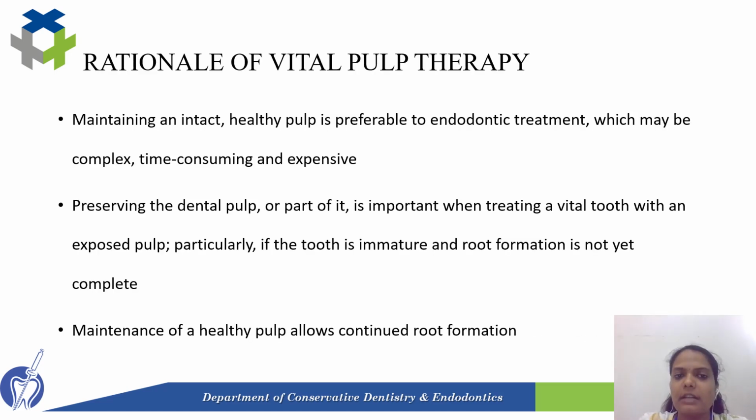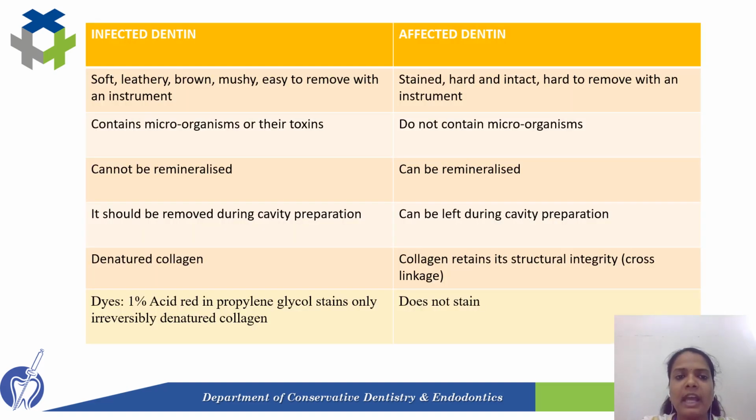Let us see the rationale of doing a vital pulp therapy. It is important to maintain the healthy state of the pulp, and it is preferable to doing an endodontic treatment as it is more complex and time consuming. Preserving the vitality of the dental pulp is important when keeping a tooth with exposed pulp, particularly if the tooth is immature and root formation is not yet complete. Maintenance of a healthy pulp allows continuous root formation and also helps in restorative dentin formation.